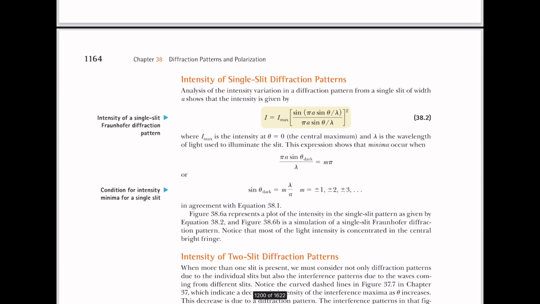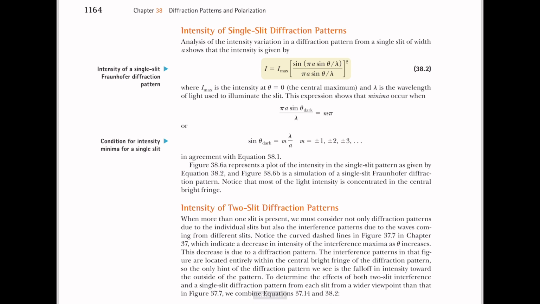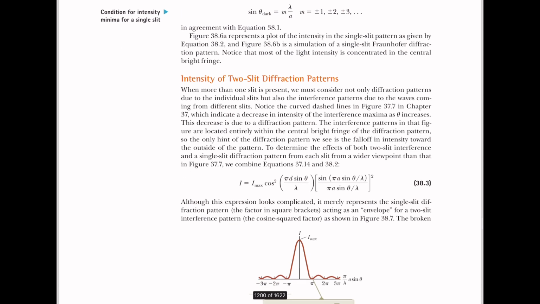Let me see the timer: 4 minutes, 22 seconds. Intensity of a single slit diffraction pattern. Okay, I've seen something like this before. Intensity equation. Normally I remember it with a cosine squared inside, but now it looks like we have a sine, a bunch of stuff inside the sine, a division symbol, and a square. But we do have that I and I max, which stands for intensity of a single slit Fraunhofer diffraction pattern. Fraunhofer, okay, that name is being mentioned multiple times. We have another equation, condition for intensity minima for a single slit.